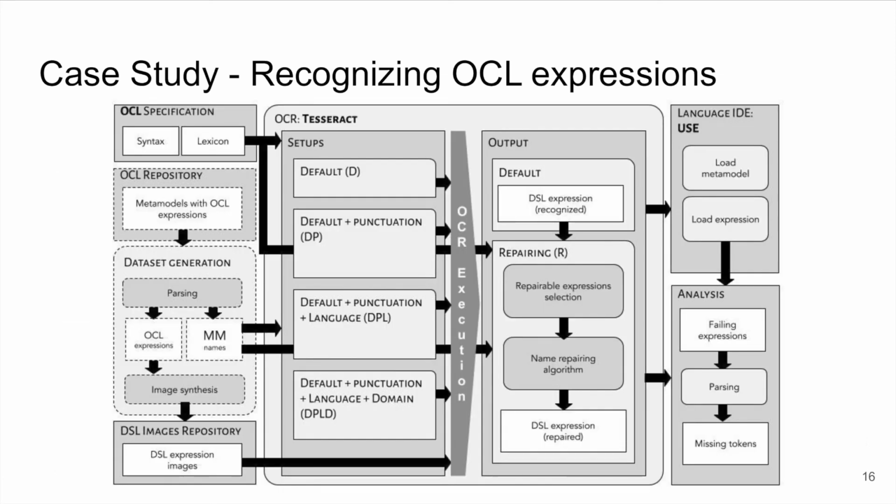In this image, we can see an overview of the experiment. As I said before, we are creating images from the OCL dataset, as no previous dataset of OCL images was found. Then, we use the Tesseract OCR engine to perform the image recognition for every setup. In the last step, we try to load these images into the USE tool and we perform an analysis step.